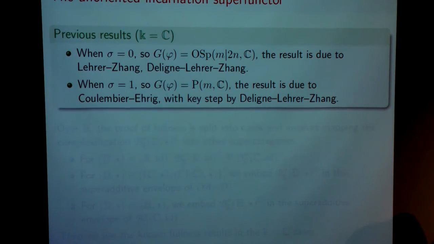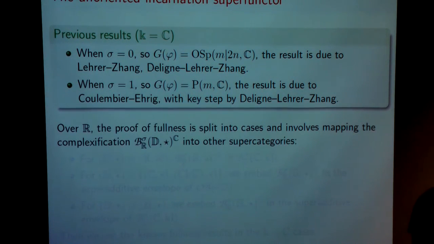So again, when we just look over complex numbers, these results were previously known. In the even case where your form is even, then you're dealing with the orthosymplectic supergroup over the complex numbers. So this was known before by Lehrer and Zhang. When you take the odd forms, then you're talking about the periplectic supergroup. And this statement is in a paper by Coulembier and Ehrig, but the key step in that statement is in this same paper here.